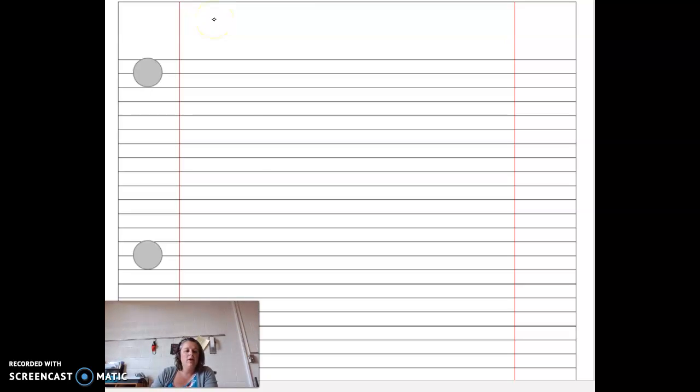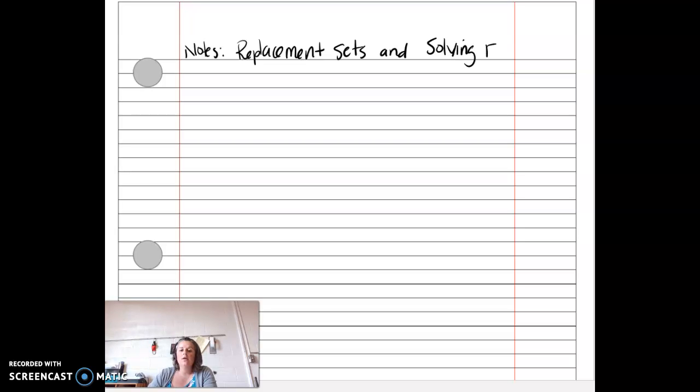Okay, so we are getting into what are called replacement sets and solving equations. So you want to put today's date and notes. Solving equations. Put the page number at the top, and then you'll also want to put this into your table of contents along with everything else.